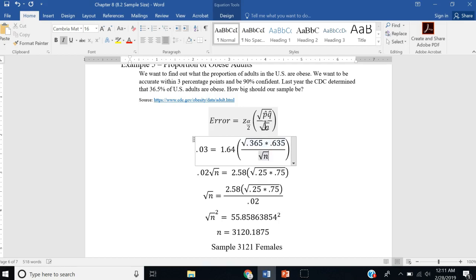Okay? At this point, now that we've set this up, I'd multiply both sides by the square root of n. We're going to get 0.03 times the square root of n on the left-hand side. On the right-hand side, I'm going to get 1.64 times that square root of 0.365 multiplied times 0.635. Okay? Once we've done that, we divide by this coefficient on both sides. Divide the left-hand side by 0.03. It's going to cancel that out. Divide the right-hand side by 0.03.